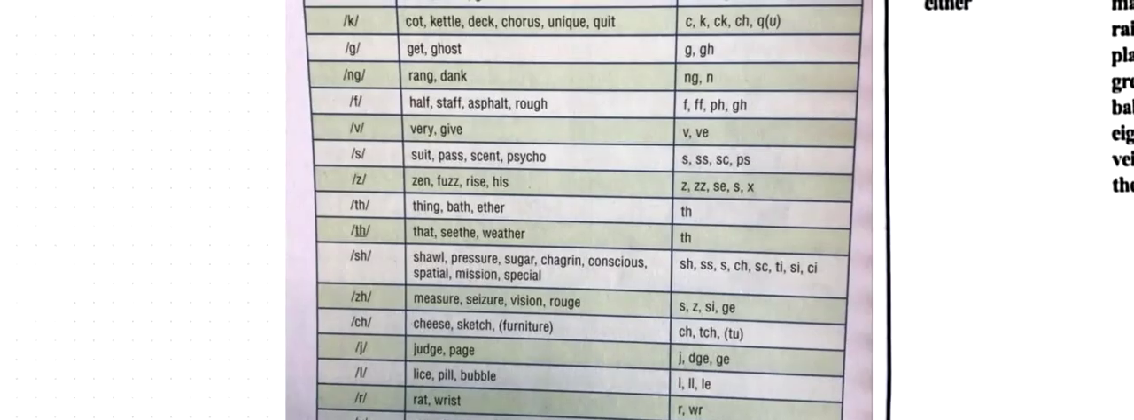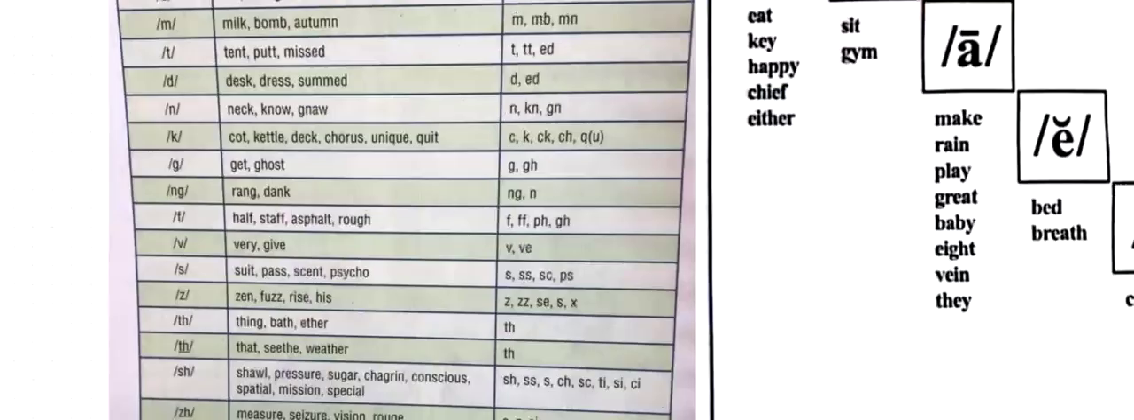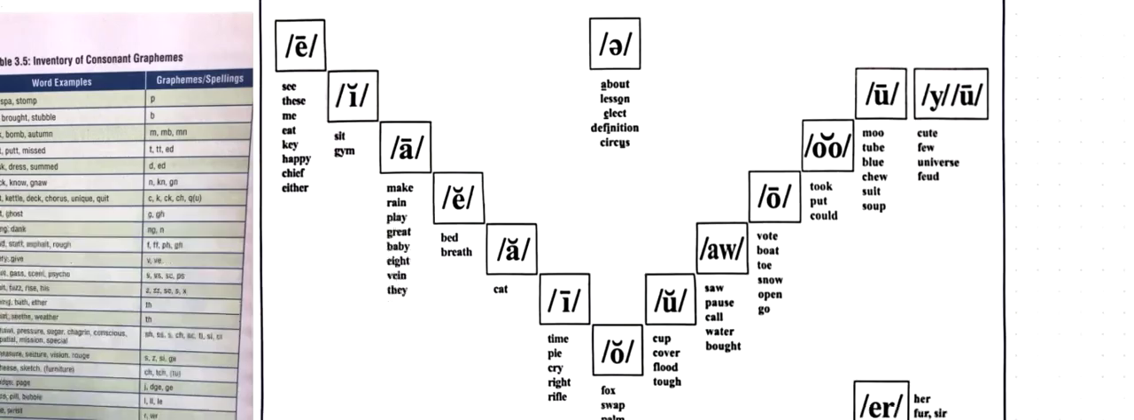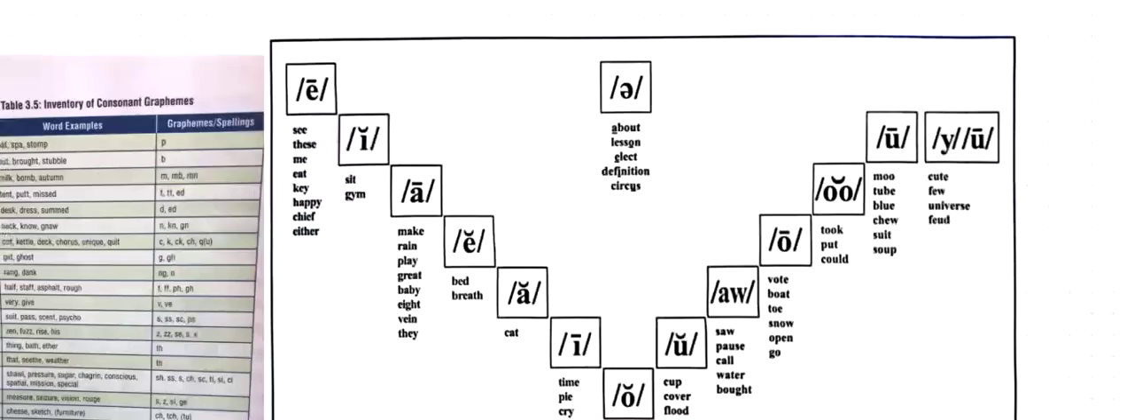And then last we have the vowel phonemes, and these are here. So we have 5 vowels in English: A, E, I, O, and U. But we have many different sounds for these letters. And so here's a chart, and I will show you how to use the chart. So we will do the sounds of each letter, and then we will see the spellings.